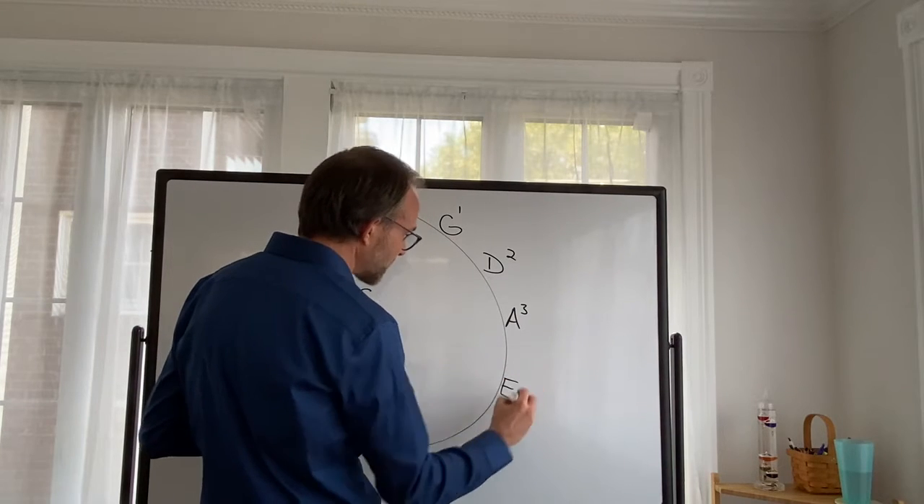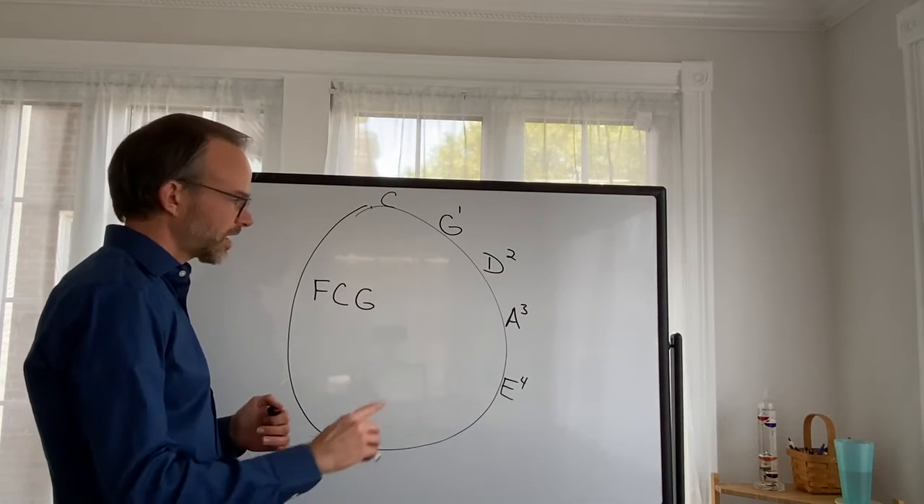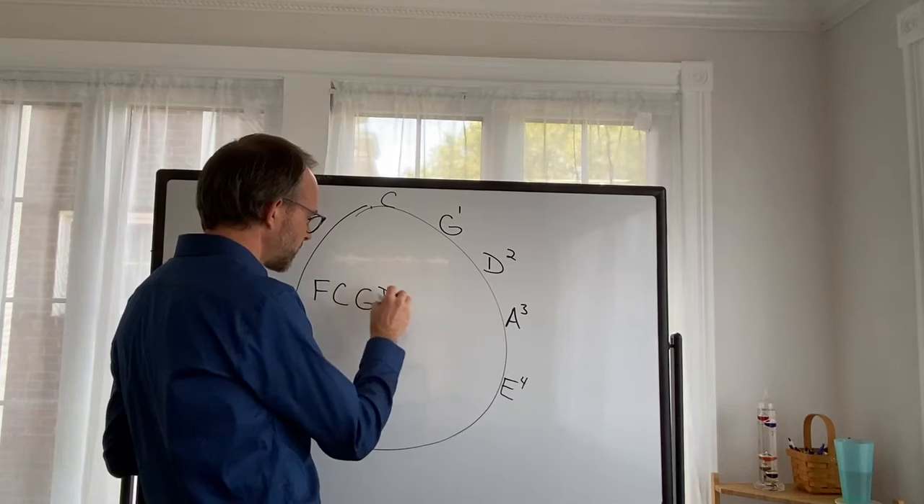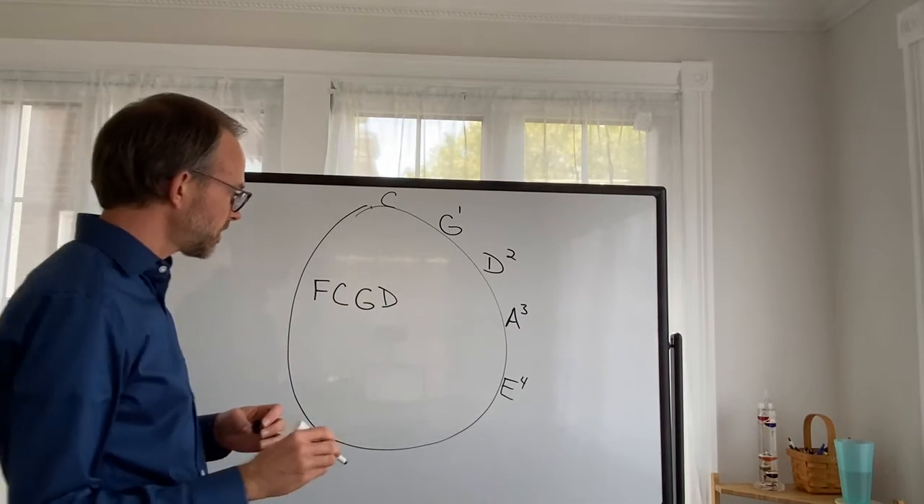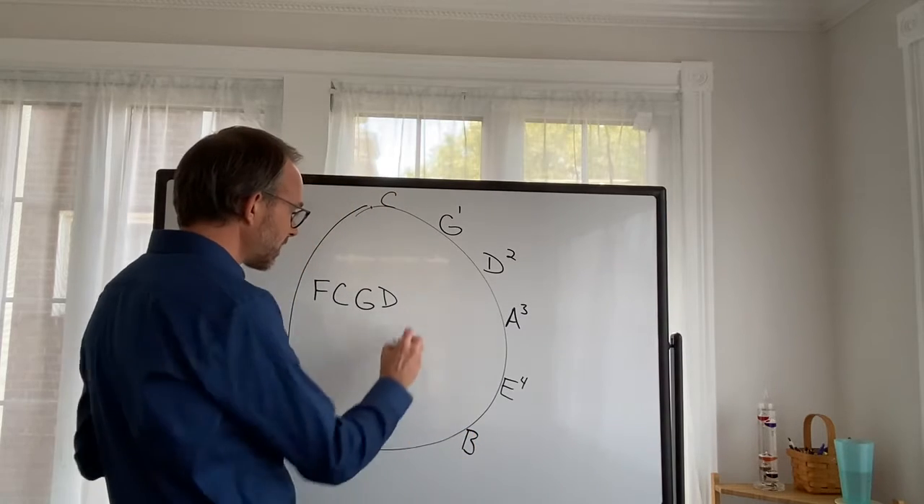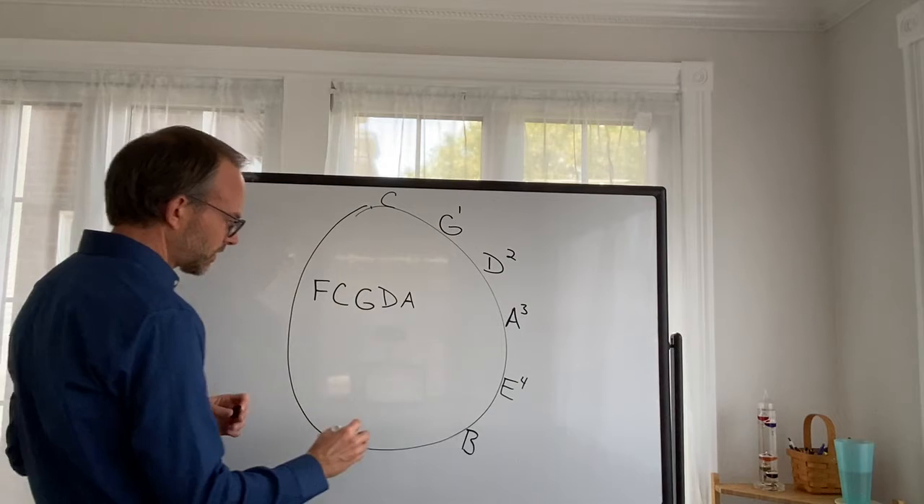Of course, that'll be E. That'll be 4 sharps. The 7th scale degree of E that needs to be sharp is D sharp. Next up, we have B. A sharp is the next one.